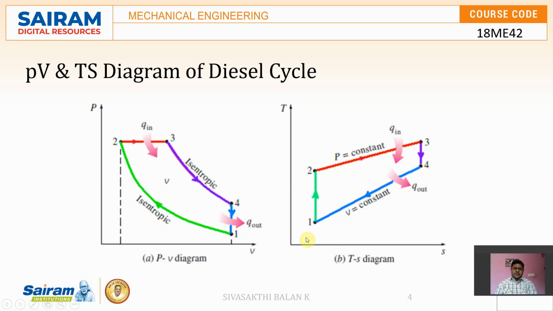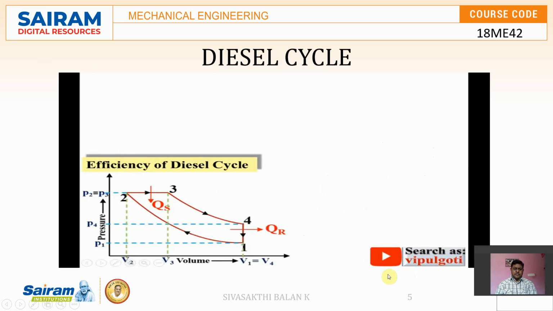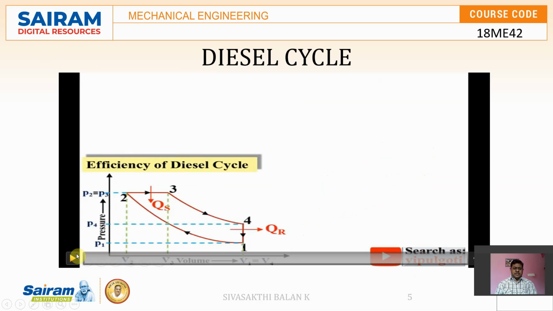You can see here the isentropic processes, that is, the constant entropy processes, between processes 1 and 2 as well as processes 3 and 4. And these videos explain how the efficiency of the diesel cycle is derived. Let us watch first.